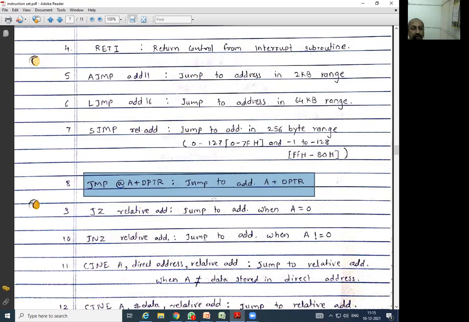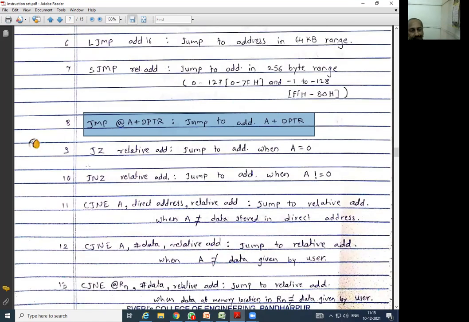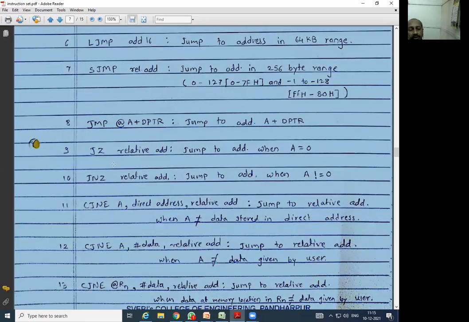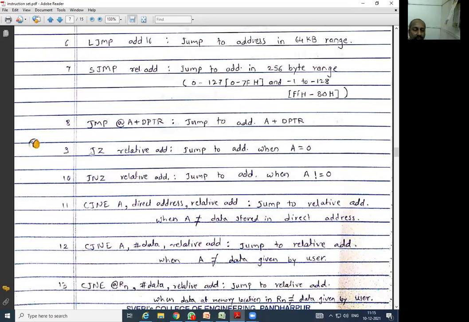In the incoming programs, we are going to focus on this jump instruction. Next are jump if zero and jump if not zero. Here also we are supposed to give a little bit of concentration: JZ followed by a relative address. What is it doing? It jumps to the relative address when A is equal to 0. Jump if 0, that is okay.